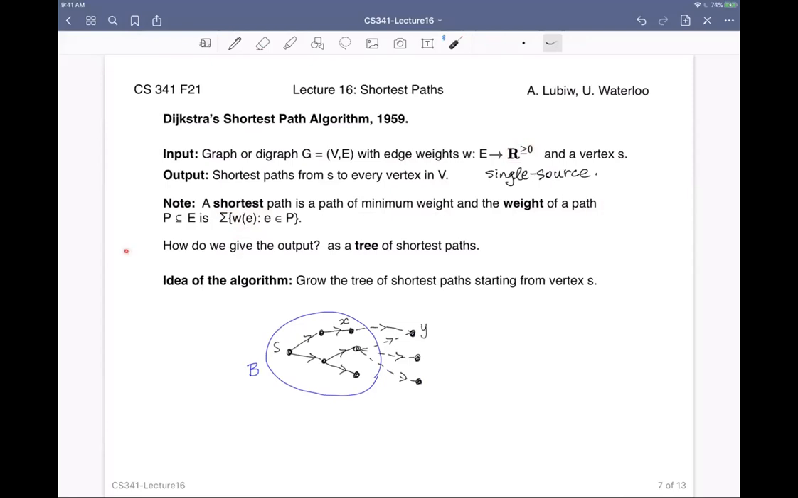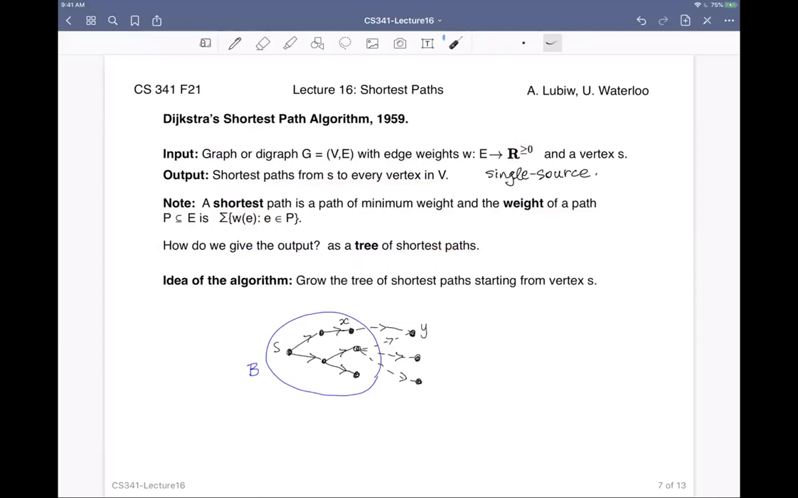And one more point is, how do we give the output? I've suggested that we should have the shortest path from S to every other vertex. There are n-1 other vertices, and each of those paths might have n edges. So you might think that we are asking here for order n squared size output. And that's not the case. We can get by with an output of size order n. And the way to do that is to discover or prove that the set of shortest paths can be captured with a tree. And that's going to come out of Dijkstra's algorithm.